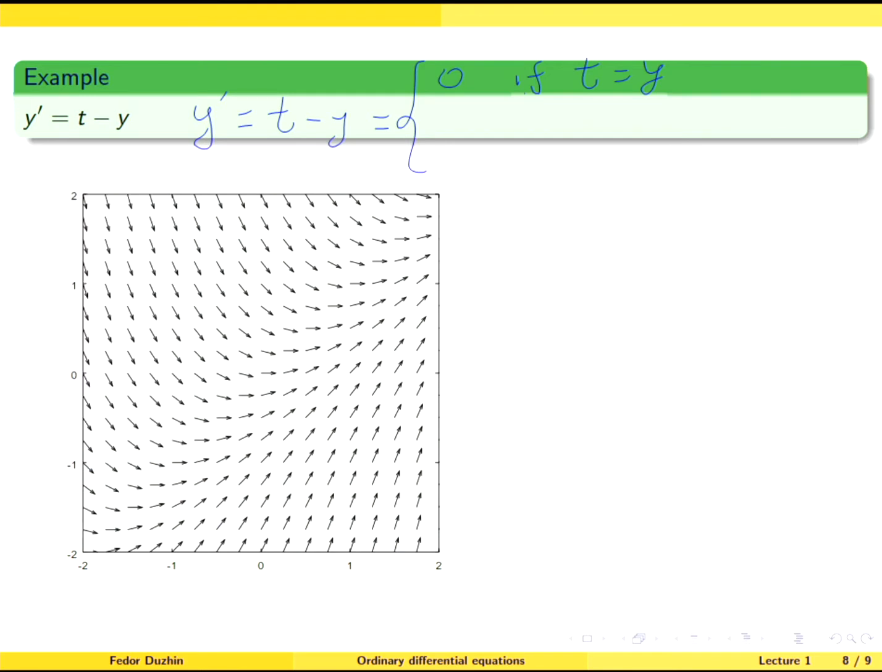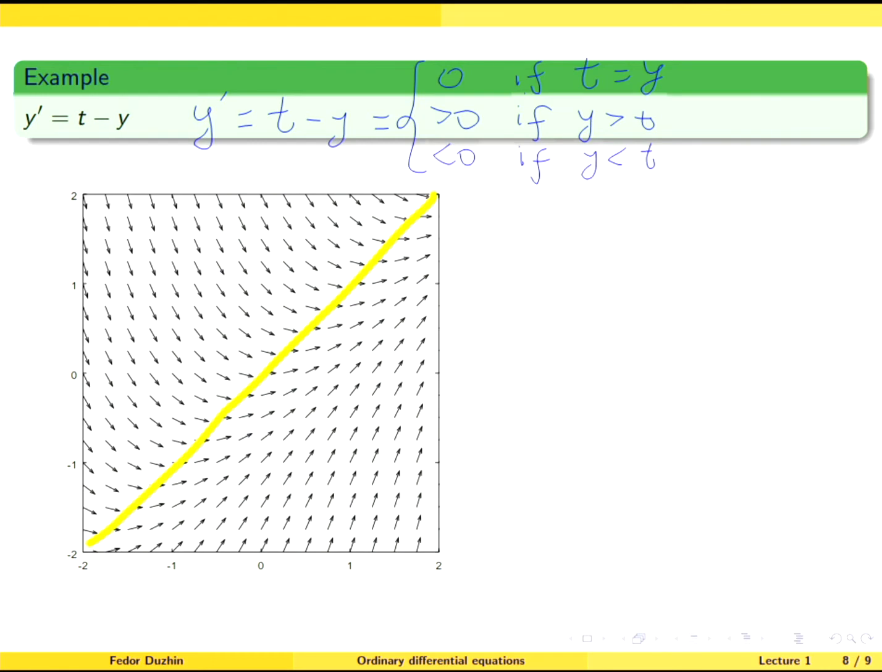Which we can see here. Right? So the line y equals t is this one. And along this line, you see that all vectors are exactly horizontal. At the same time, the right-hand side is, of course, positive if y is bigger than t, and negative if y is less than t.